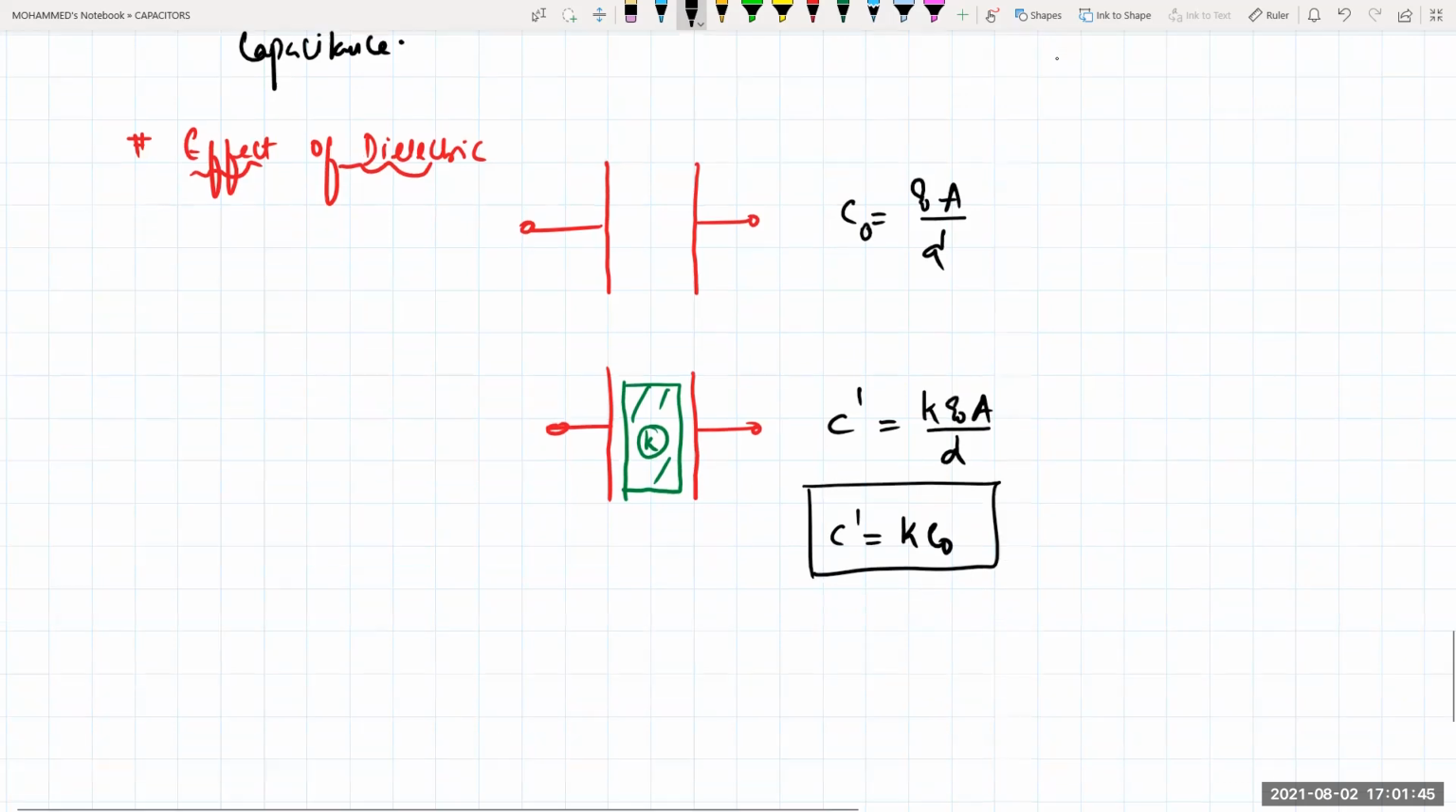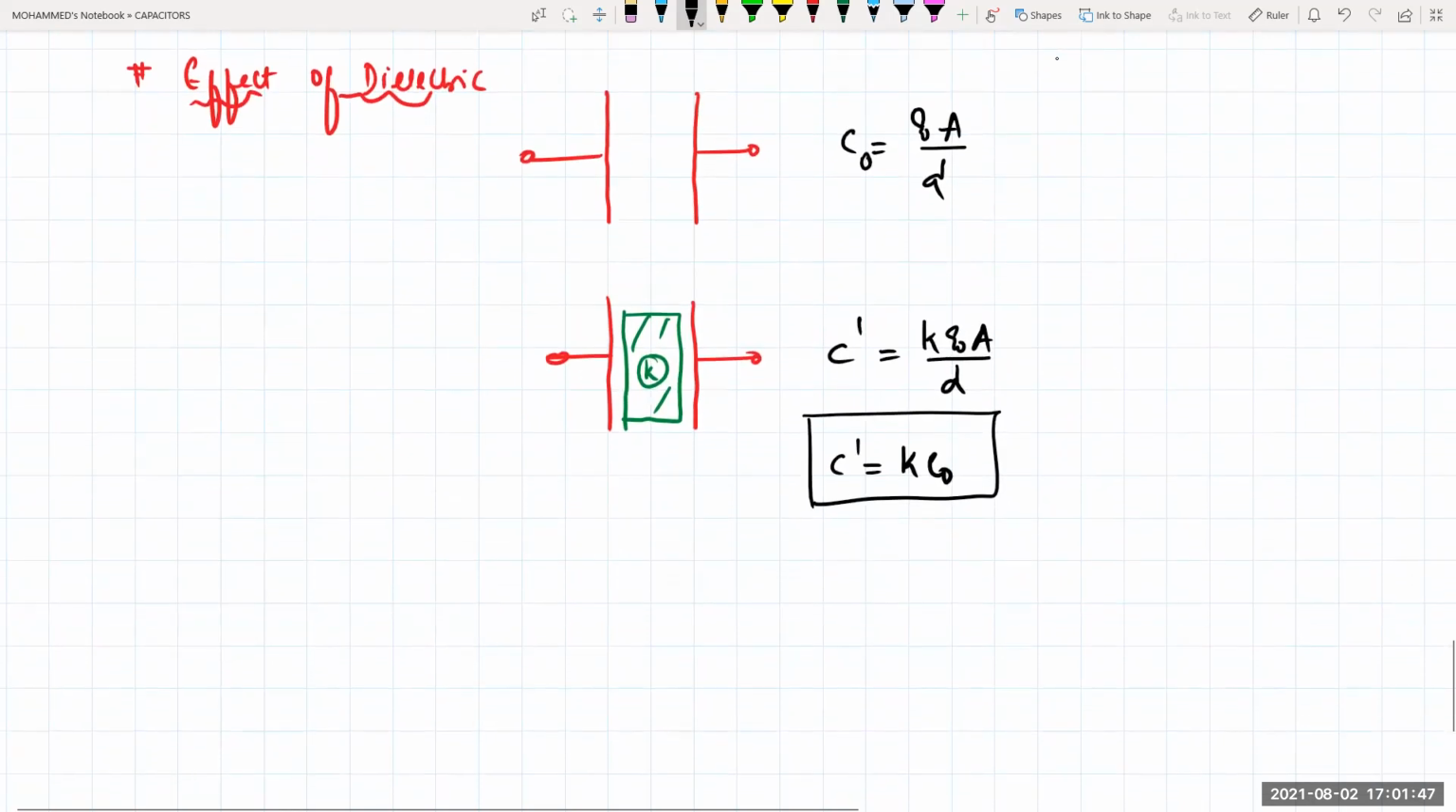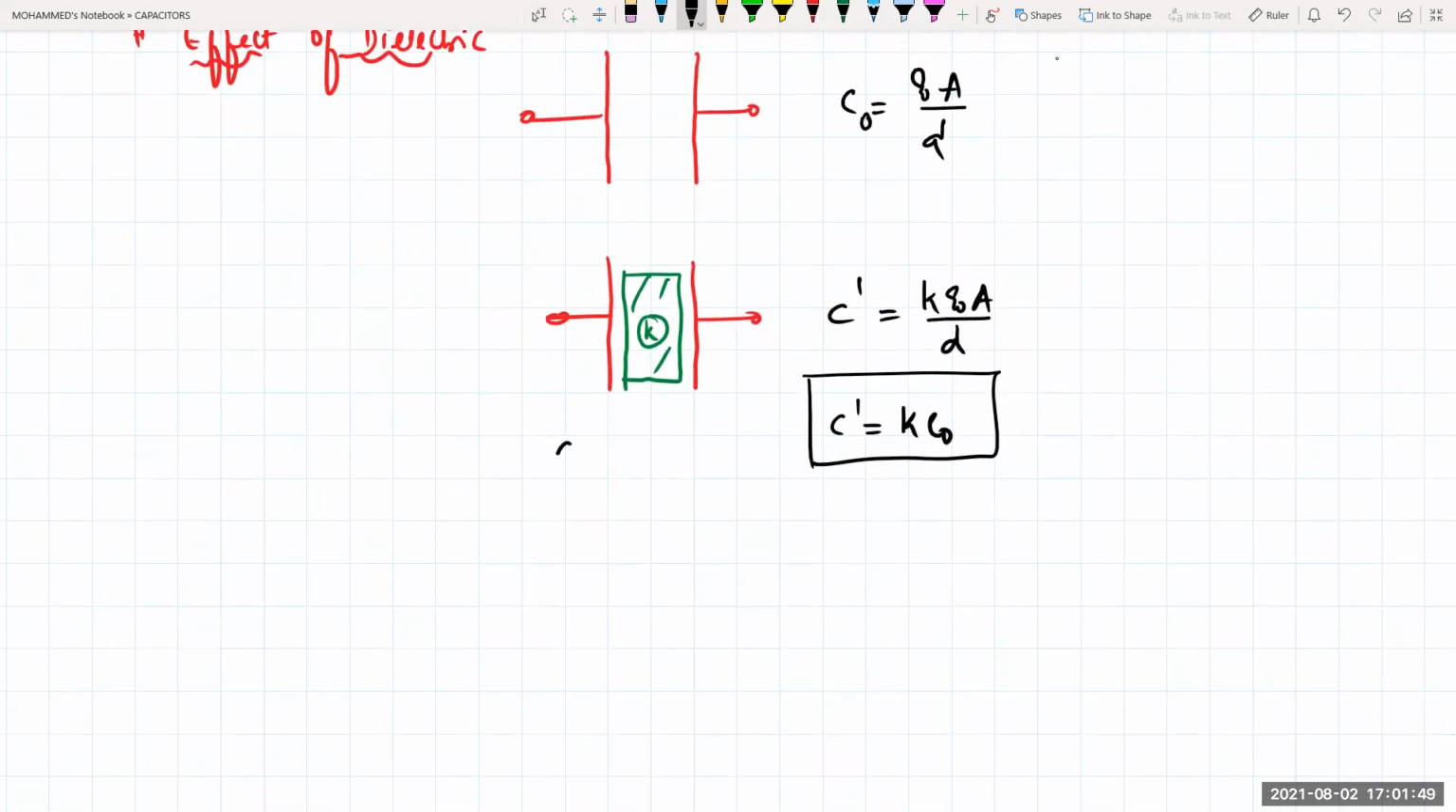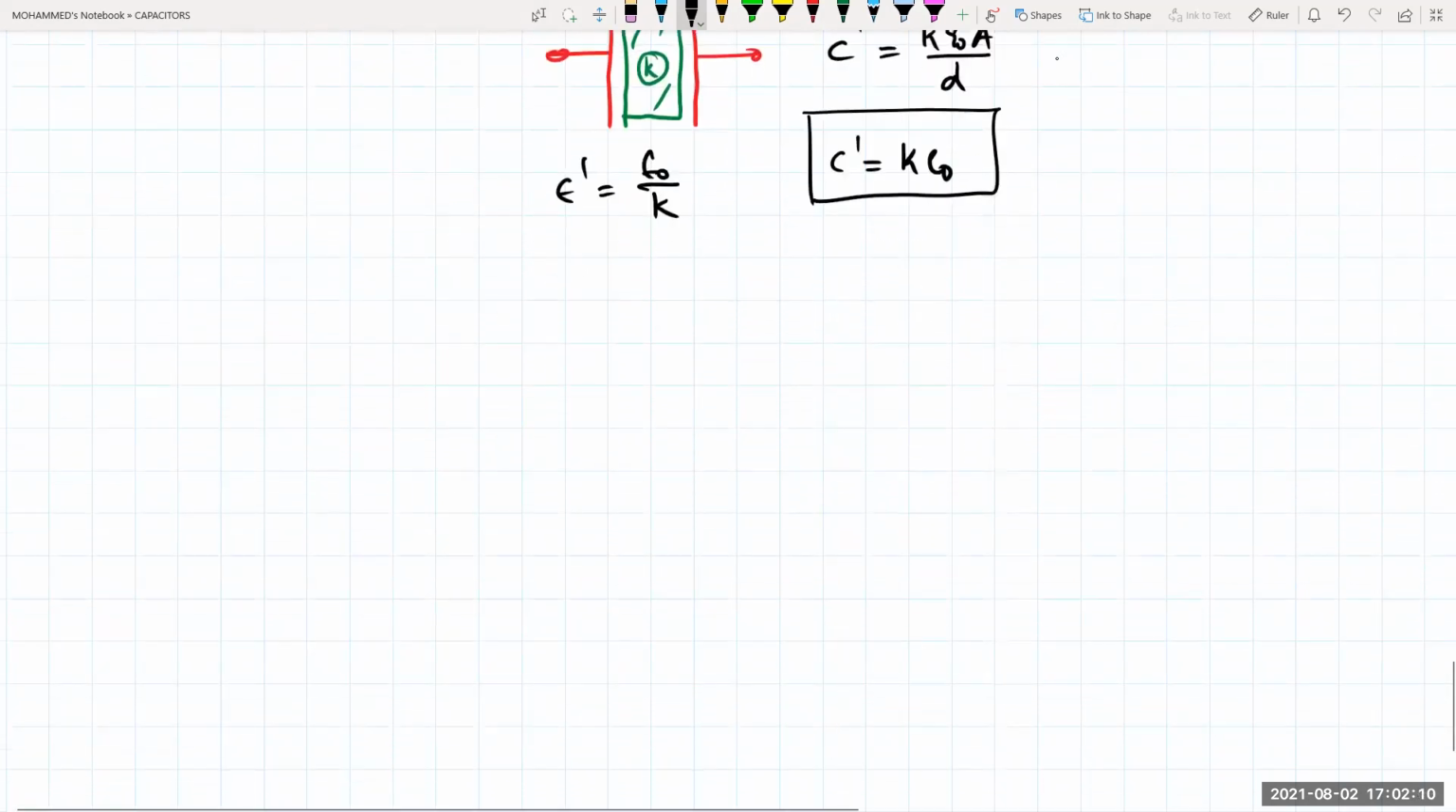Listen, what is happening to the electric field, beta? Whenever a dielectric is inserted, the electric field will also become E naught by K. So the electric field is decreasing by 1 by K times, and capacity is increasing by K times of epsilon naught.